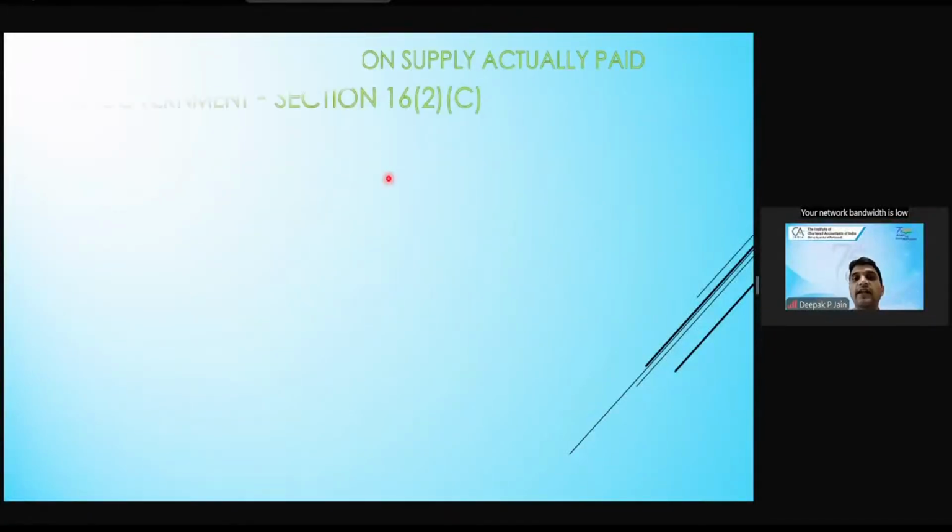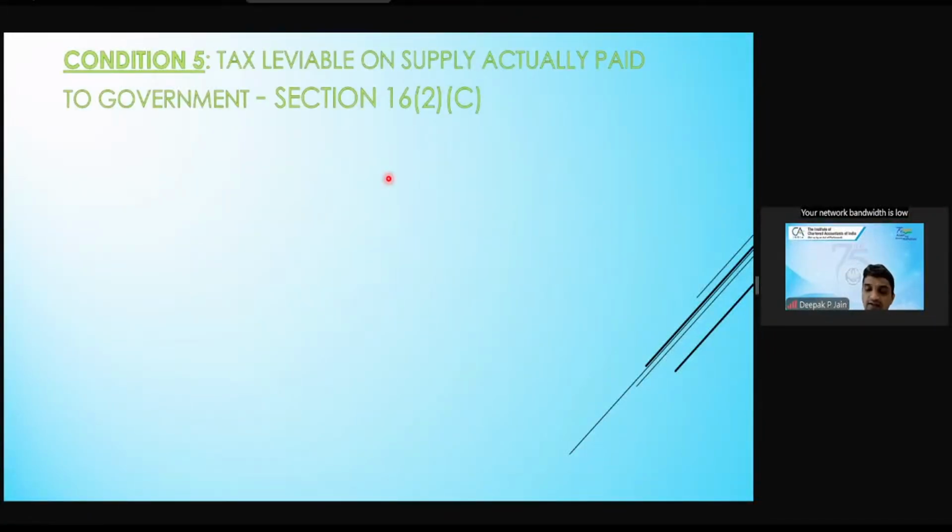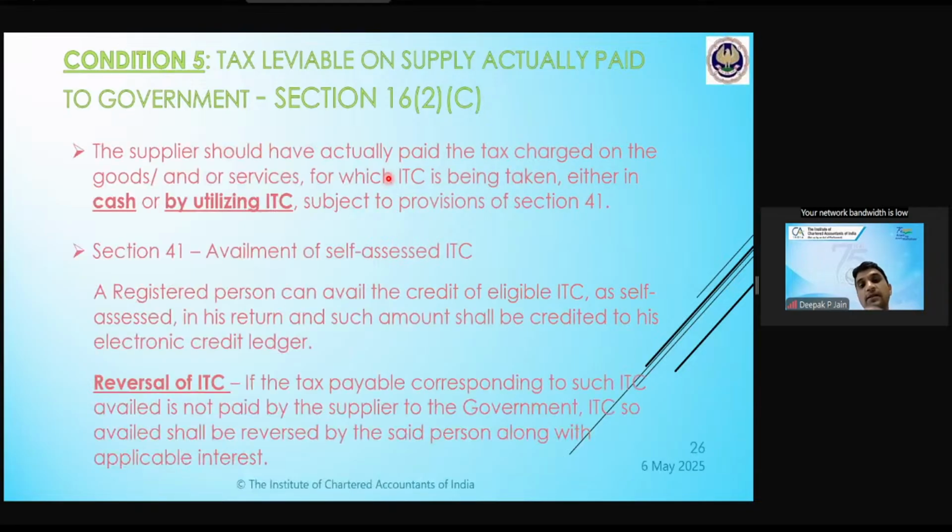Fifth condition: tax leviable on supply is actually paid to the government, which means the supplier should have actually paid the taxes to the government either by cash or by ITC, whichever way is fine. So the supplier should pay the cash or pay the ITC. And section 41 says the registered person can avail the credit of eligible ITC as self-assessed in his return, and such amount shall be credited to his electronic credit ledger. मतलब जब वो file करेगा 3B, then he can utilize it as a credit.